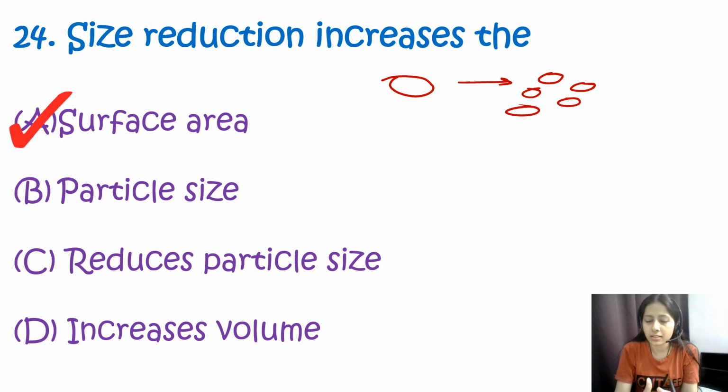Now, when a particle is reduced, what happens? The total surface area of the particle increases because there are more small particles with exposed surfaces. The increased surface area can be beneficial in processes such as dissolution, extraction, or reaction kinetics, where the higher surface area allows more efficient interaction of the particles with other substances. So over here my correct option is A, that is surface area.